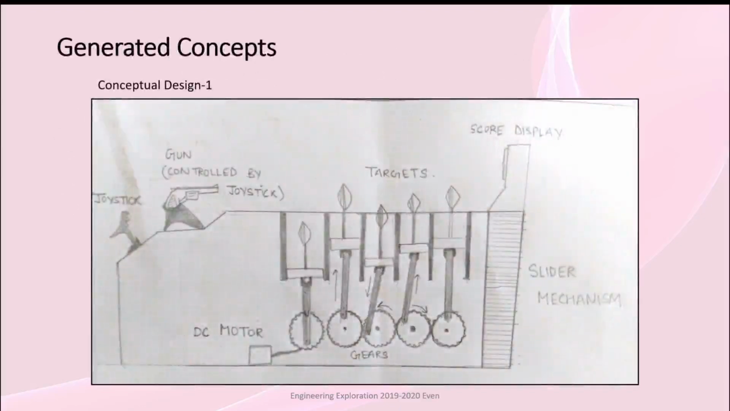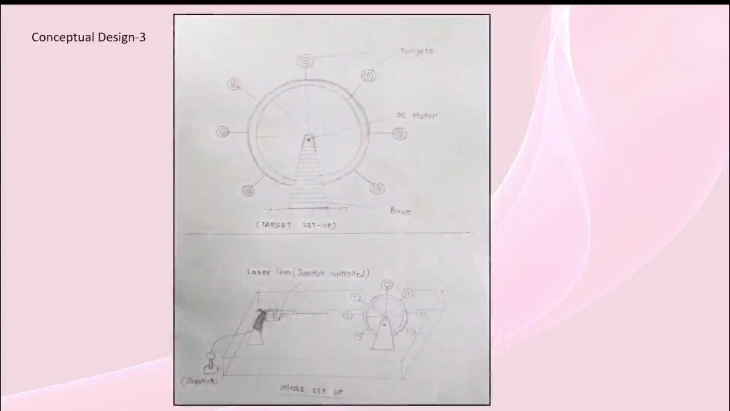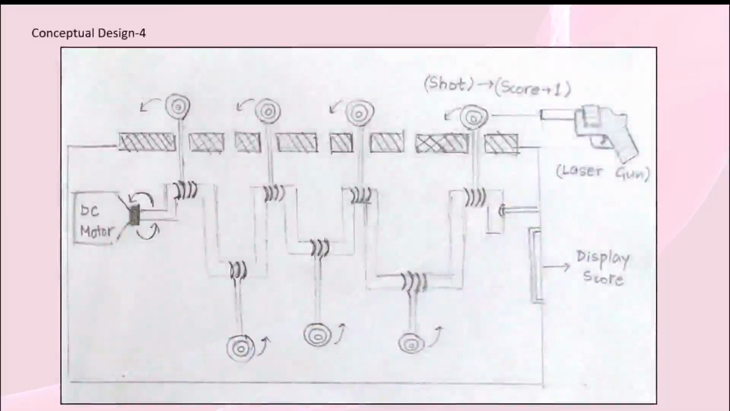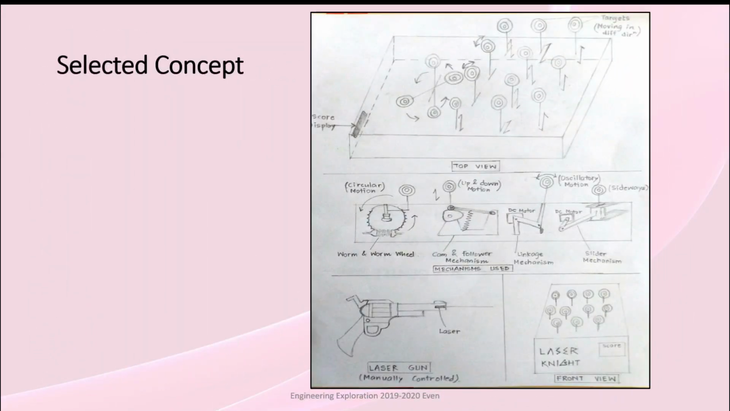After spending some time brainstorming ideas, our team came up with 4 different designs for the machine. These 4 conceptual designs are not at all similar to one another in any way. Here is conceptual design 1. This is conceptual design 2. This is conceptual design 3. And this is conceptual design 4. After going through various pros and cons of the designs, we selected concept number 2 to go with the final prototype.